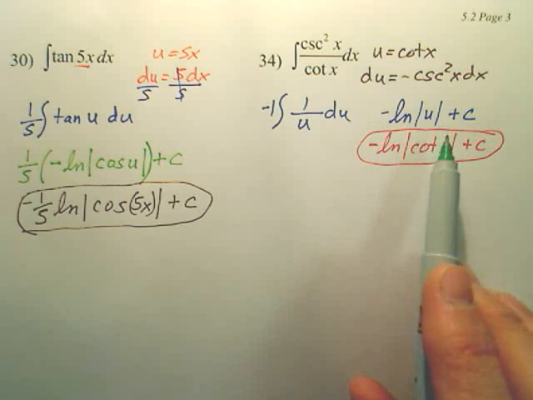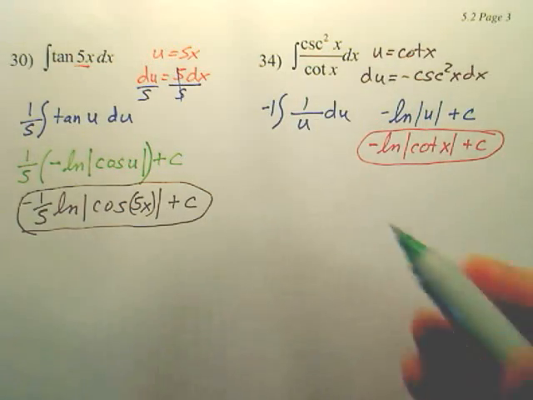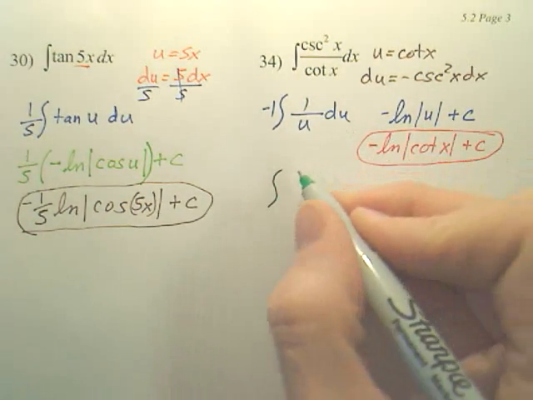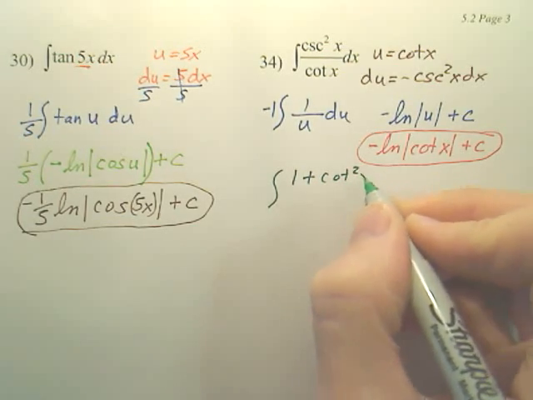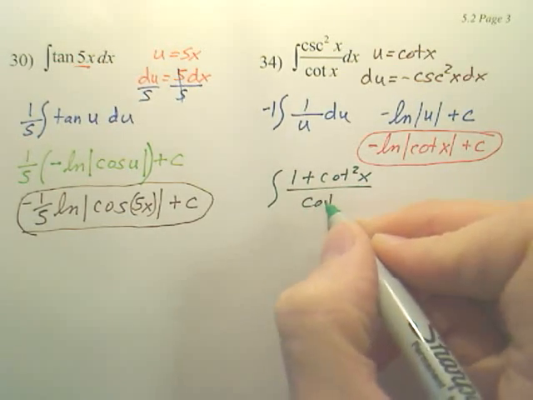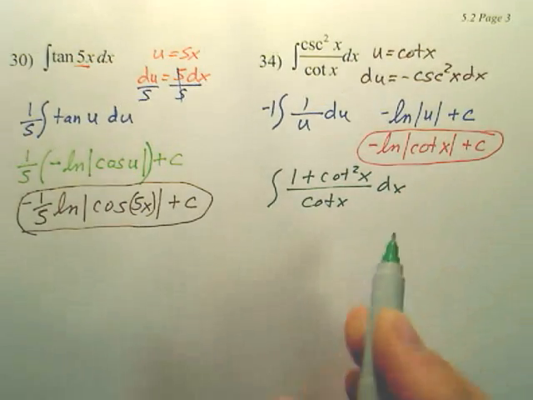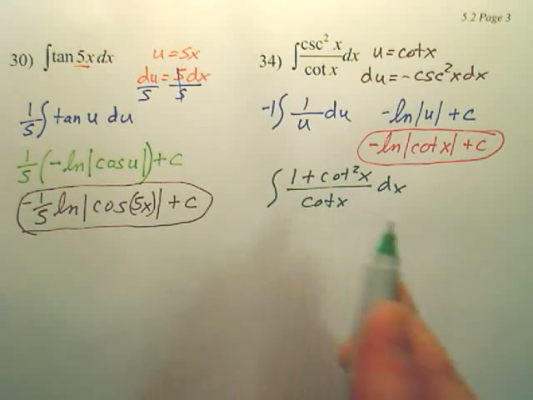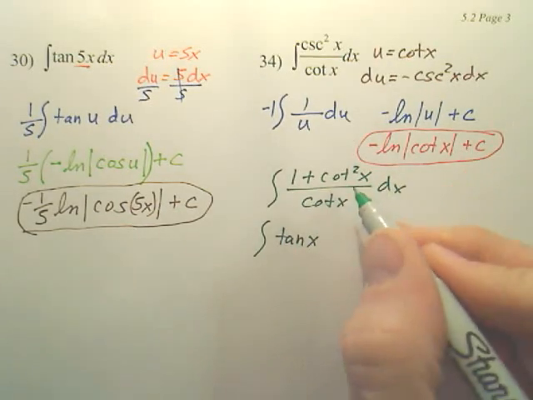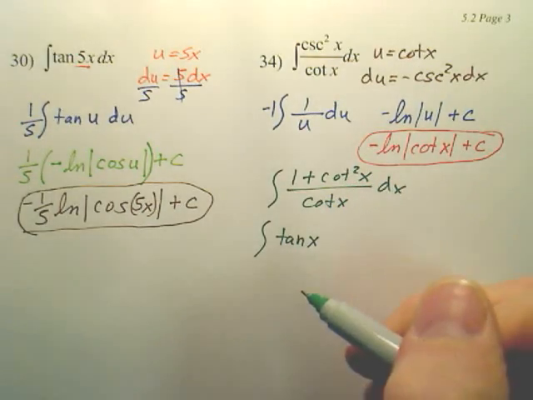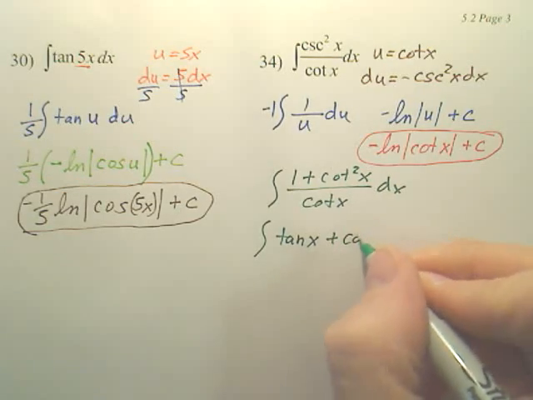But this was actually really simple. And there's lots of ways. You could also do it this way. I'm not going to do the whole problem, but realize you could do this, and this becomes tangent, and this becomes cotangent.